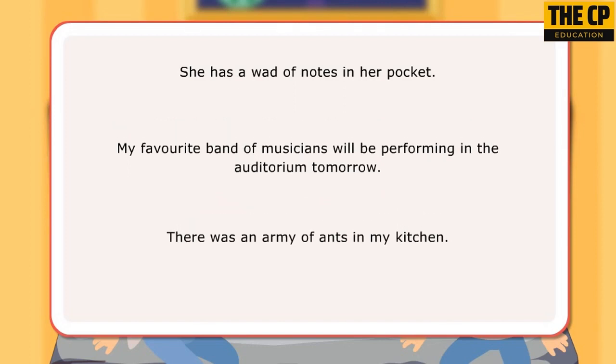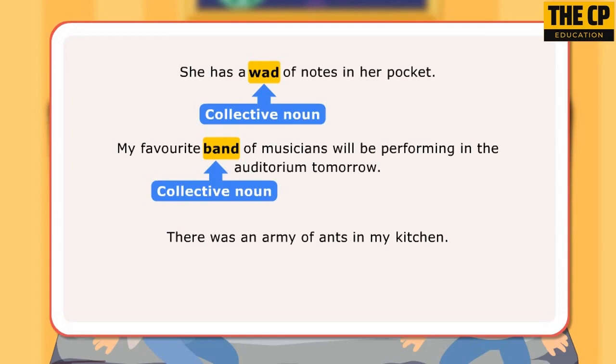In the first sentence, wad is a collective noun as it tells us about a number of notes taken together. In the next sentence, band is a collective noun as it tells us about a number of musicians performing together. In the third sentence, army is a collective noun as it tells us about a number of ants collectively.